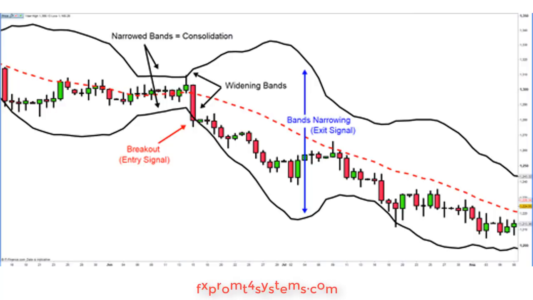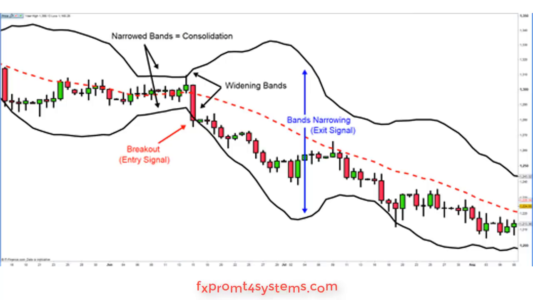Should the price break above the resistance or below the support of these bands, it may be considered a trading opportunity for breakout traders. At this stage the market could be transitioning from a consolidation into a new price trend. Breakout traders might use this as an entry opportunity for trading with this new trend.